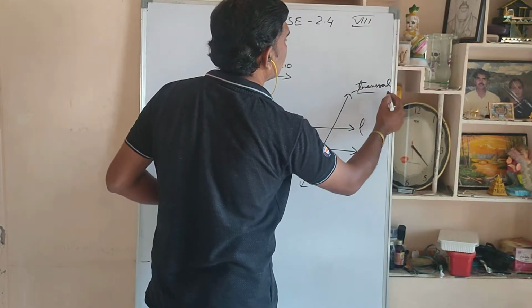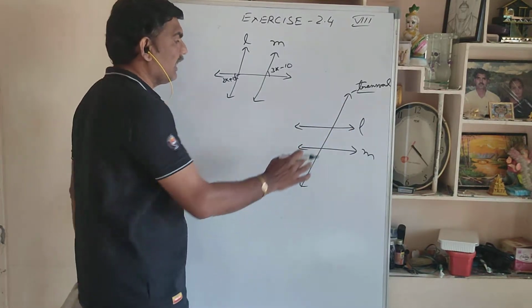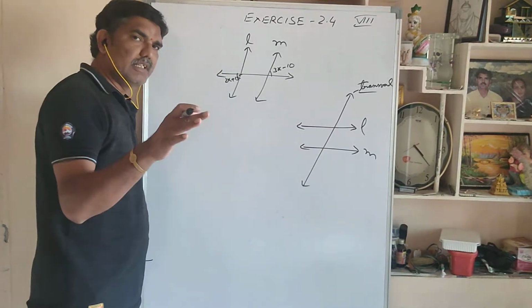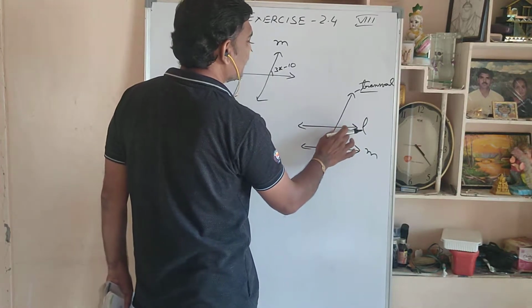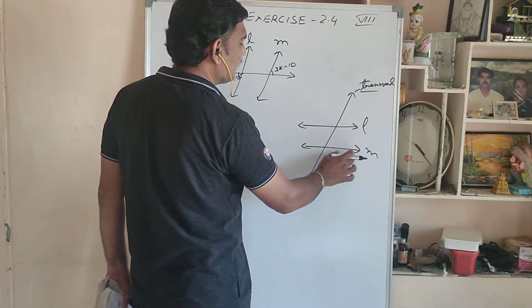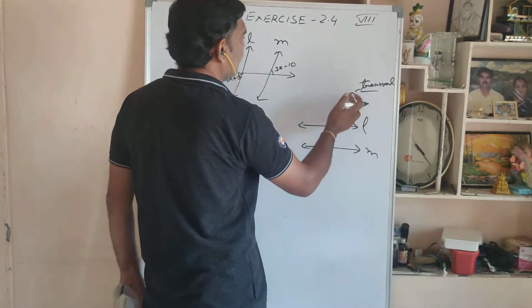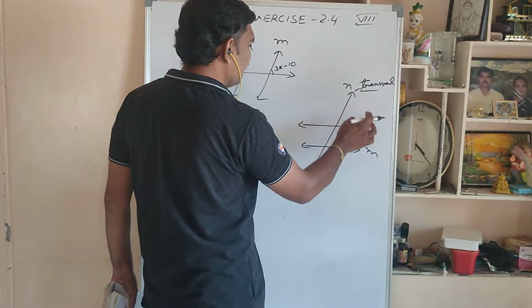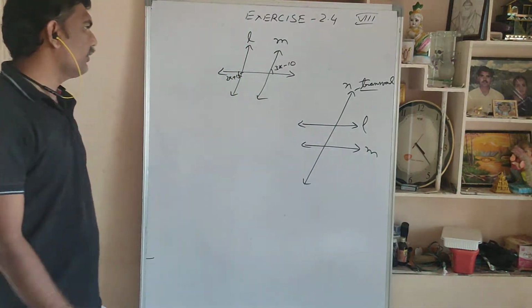Transversal. Okay. So, we call a line a transversal when one line intersects two other lines at two distinct points. Distinct means separate points. So, we can't call L a transversal because L is intersecting only one line. We can't call M a transversal because M is intersecting only one line. But this one, which they did not name, let it be N. This is a transversal because it is intersecting L at this point and M at this point. Okay, that much you have to know about it.